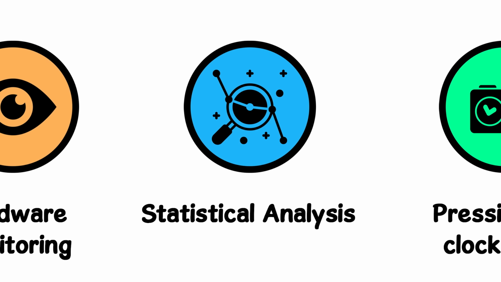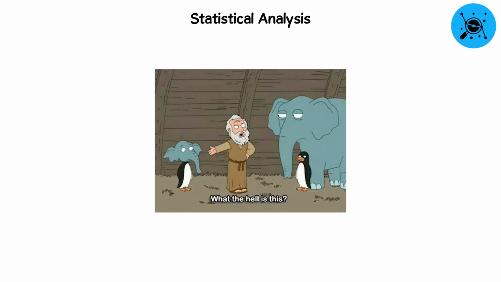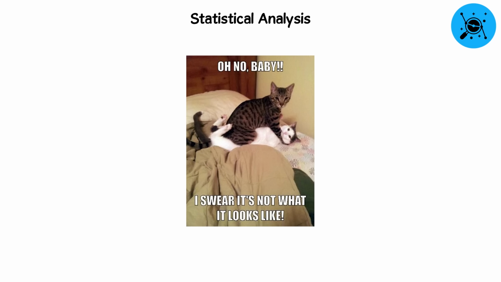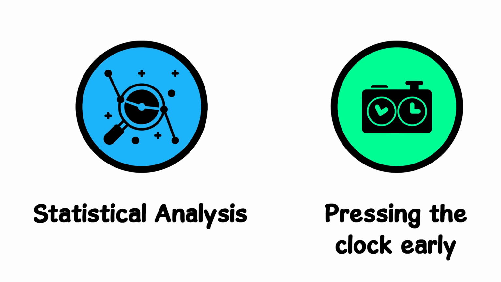Statistical analysis. Statistical analysis involves scrutinizing game data to identify anomalies. Experts look for unusual patterns that might suggest cheating, such as consistently making perfect moves beyond a player's known skill level.